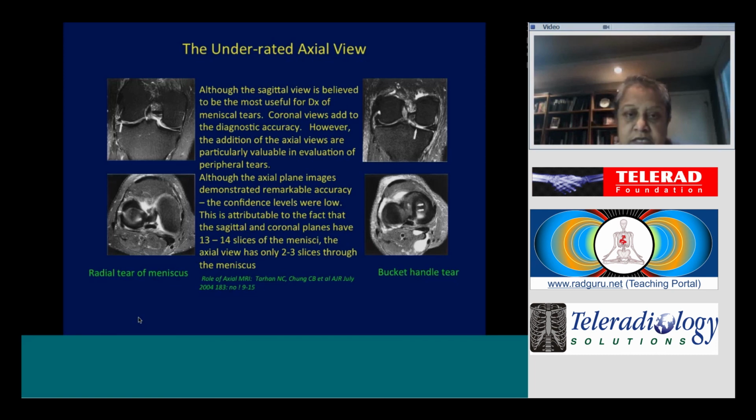Why do we not pay attention to the axial views? One, the patient is rarely oriented correctly in the magnet so that you can see both menisci simultaneously. And you get only between 2 to 3 slices on the axial view, whereas you have 13 to 14 slices on the sagittal and coronal planes. The bucket handle tear that I have shown you is actually a medial meniscus tear, but it gives you an idea of how useful the axial view is.